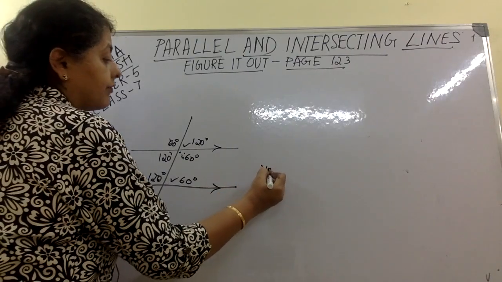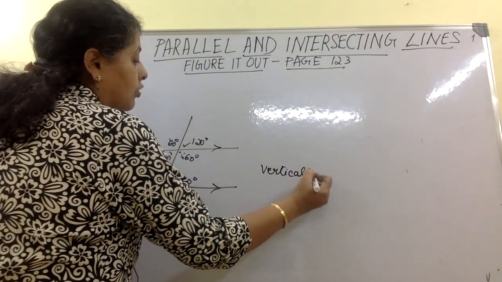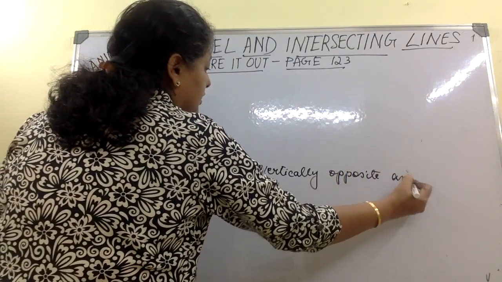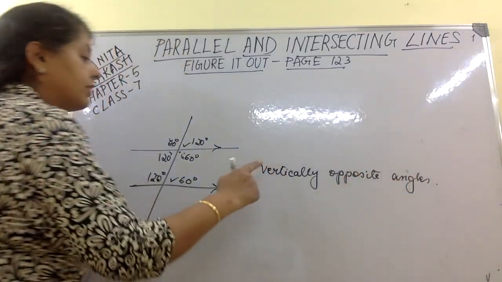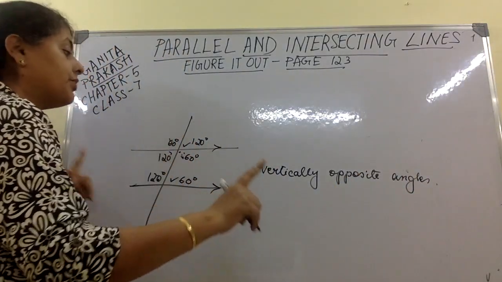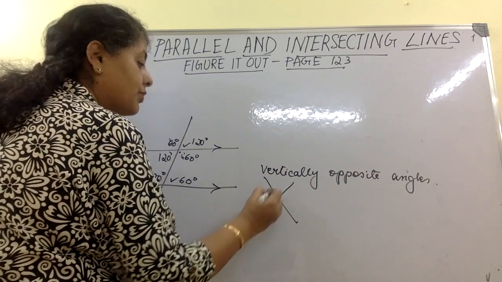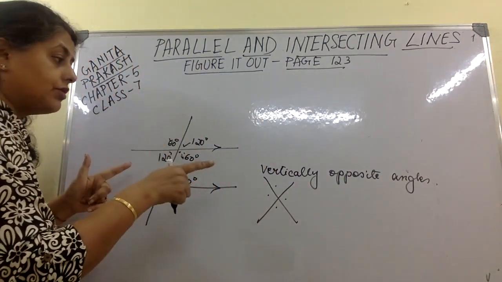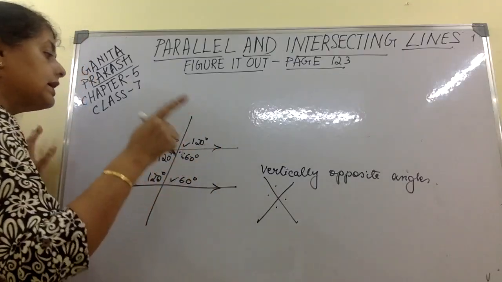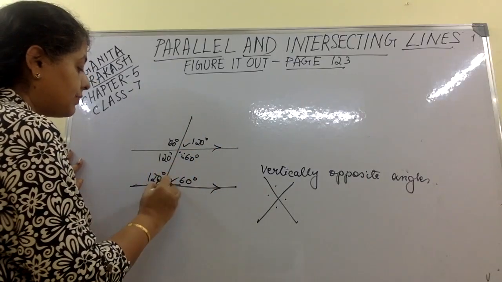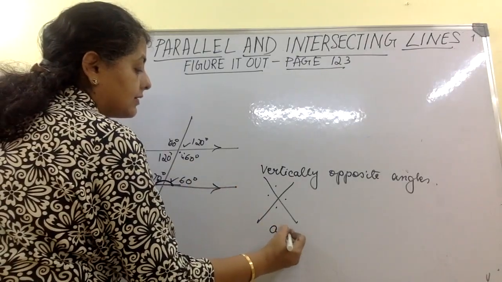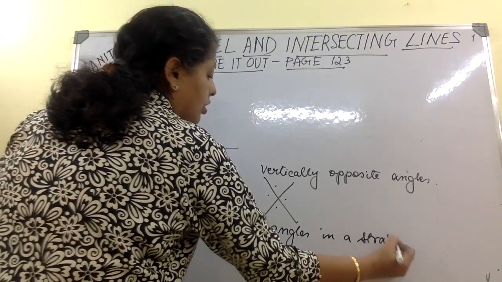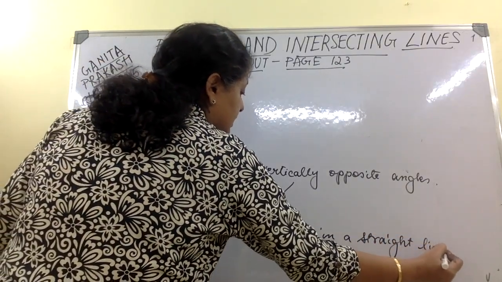is one is vertically opposite angles. Okay, vertically opposite angles. Now vertically opposite angles are not a property of parallel lines, that is just a property of intersecting lines, but we can apply it in the sums. That's what I'm trying to tell. The other one that we can apply, that I just applied for these two, is angles in a straight line, or you can also say linear pair.